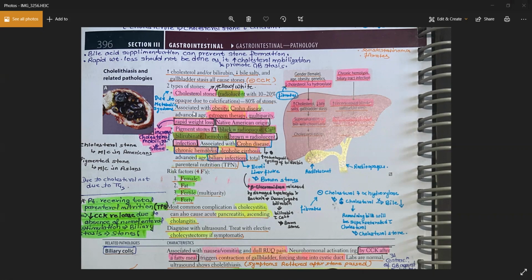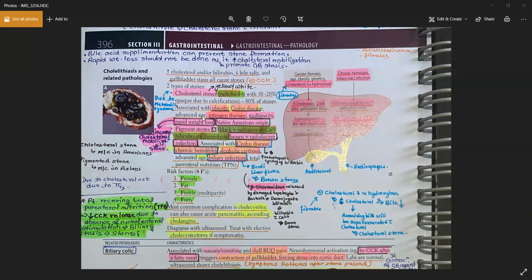Okay, now the associations. First, this stone formation always occurs whenever you have a high cholesterol level or a low bile salt level, right? So the first thing would be obesity, like the metabolic syndrome. Second thing is Crohn's disease. You know, in case of Crohn's disease, what is happening? The loss of bile salts because of loss of enterohepatic circulation. And in case of Crohn's disease, ileal resection, exactly. So you will have a very low level of bile salts, and the bile can become supersaturated with cholesterol. They can cause cholesterol stone formation.